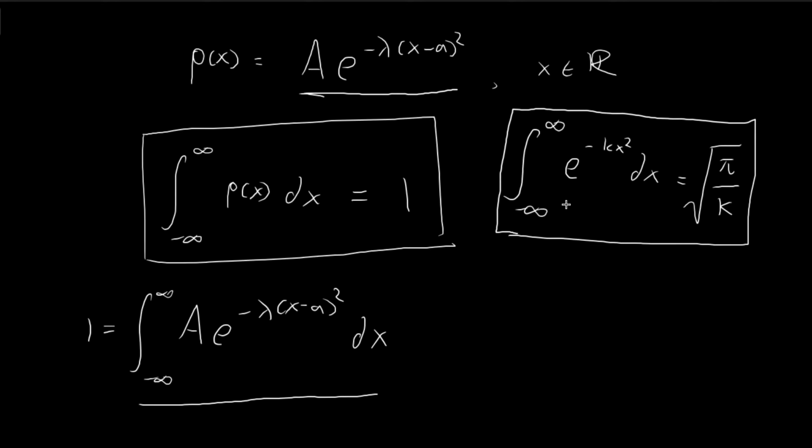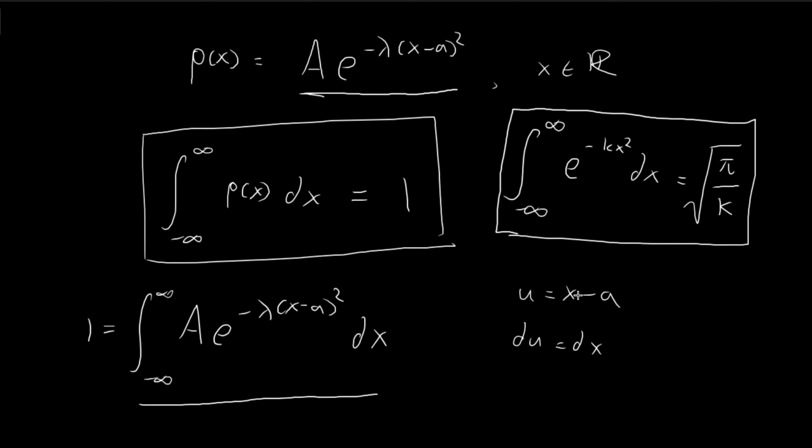You can see that these two expressions are pretty similar, but there is a difference, because here you have x squared, but here we have (x minus a) squared. It turns out this difference doesn't really matter because we can always do substitution. We can substitute u to be equal to x minus a, and then you can see that du is just equal to dx.